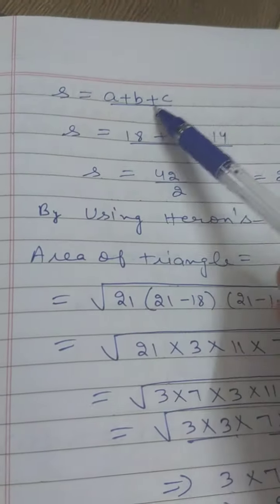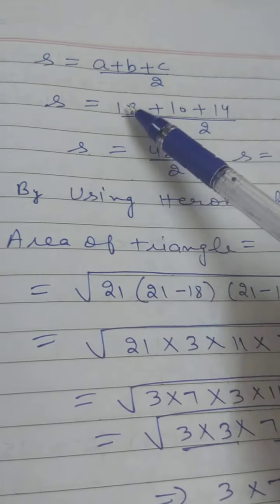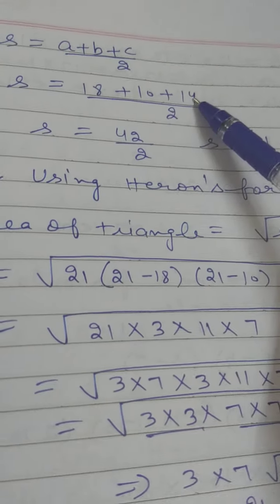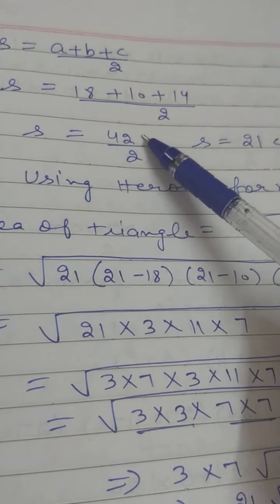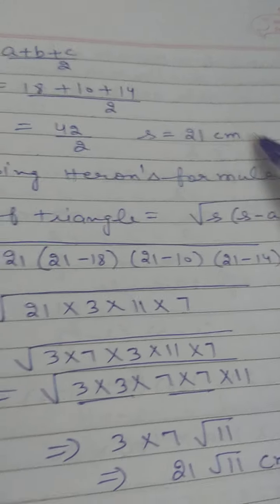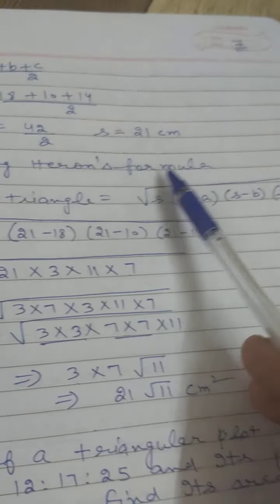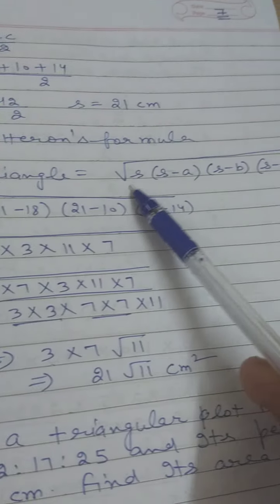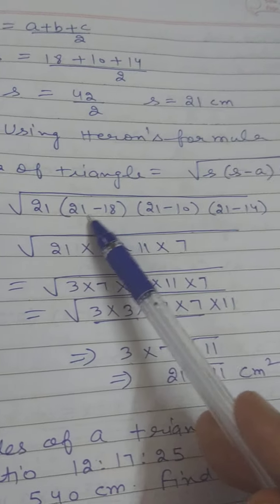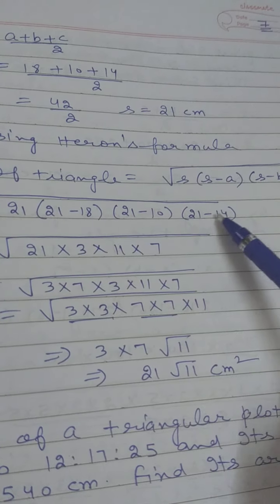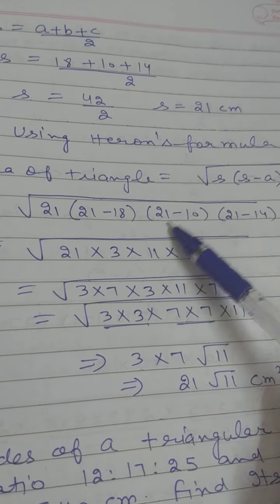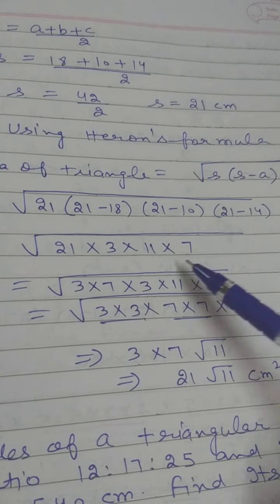Now s equal to (a plus b plus c) upon 2. 18 plus 10 plus 14 by 2. 18 plus 10 plus 14 is 42, by 2. 42 divided by 2 we get 21. Therefore s, the semi-perimeter, is 21 centimeter. Now by using Heron's formula, area of triangle is square root of s, (s minus a), (s minus b), (s minus c). 21, 21 minus 18, 21 minus 10, 21 minus 14. 21 as it is, 21 minus 18 is 3, 21 minus 10 is 11, 21 minus 14 is 7.